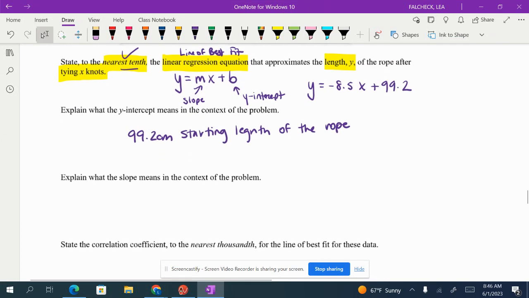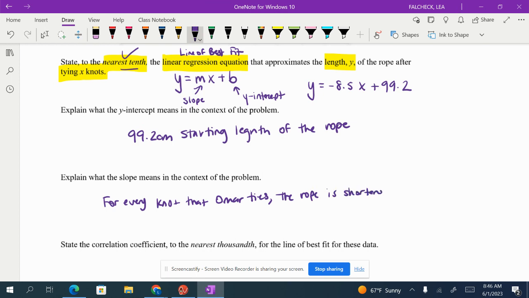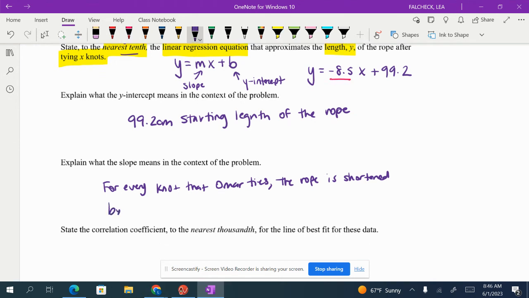And then explain what the slope means in the context of the problem. It means for every knot that Omar ties, the rope is shortened. Why is it shortened? Because the slope is negative. Negative slope, so the rope's getting shorter. The rope is shortened by 8.5 centimeters.